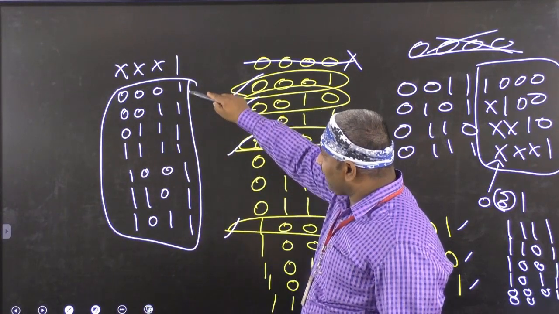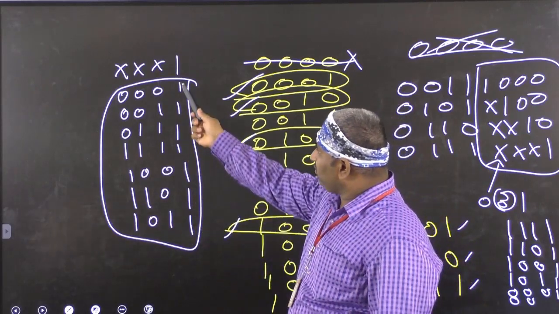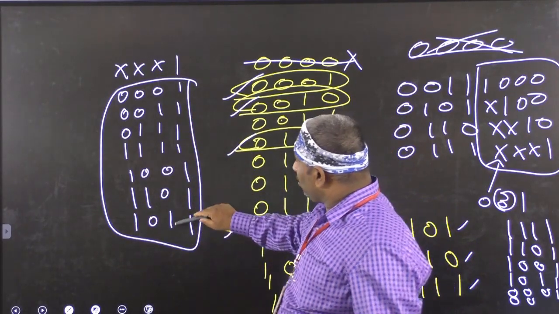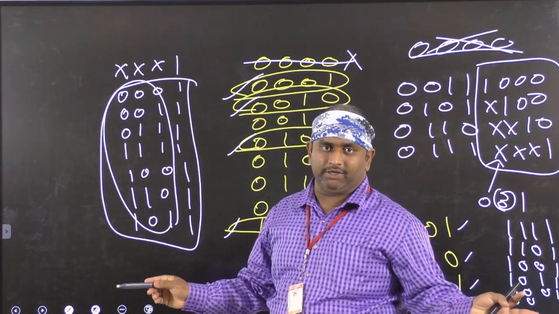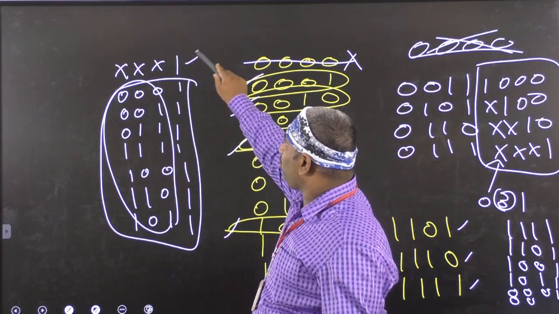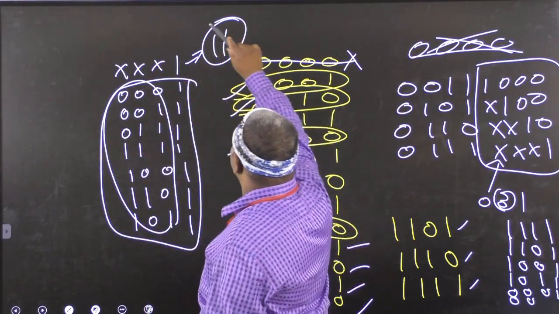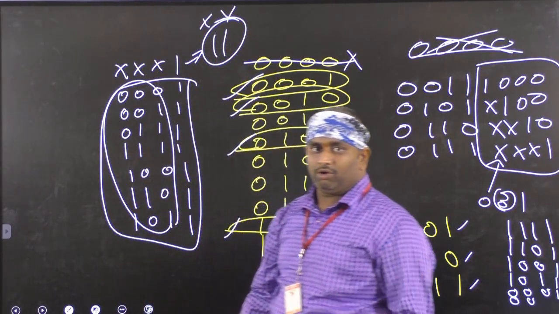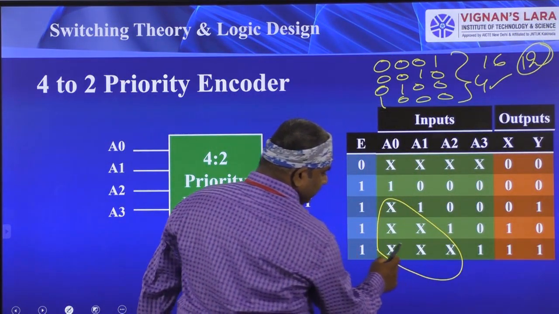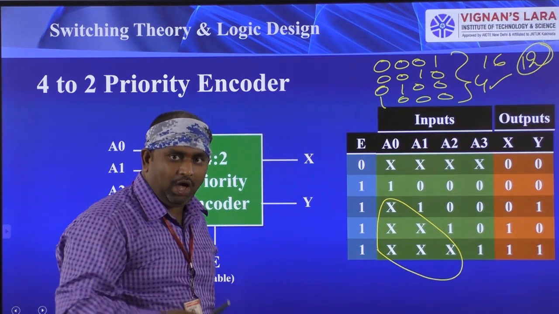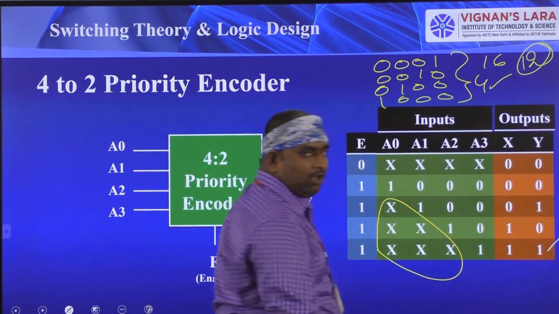In all these combinations, the last bit is equal to 1. If the LSB is equal to 1, in the remaining 3 bits, whether it is 0 or 1, whatever may be the bit, for this combination the output values are 1 1. That is x is equal to 1 and y is equal to 1. So here in the place of XXX, whether it is 0 or 1, whatever it may be, if LSB is equal to 1, that combination is 1 1.